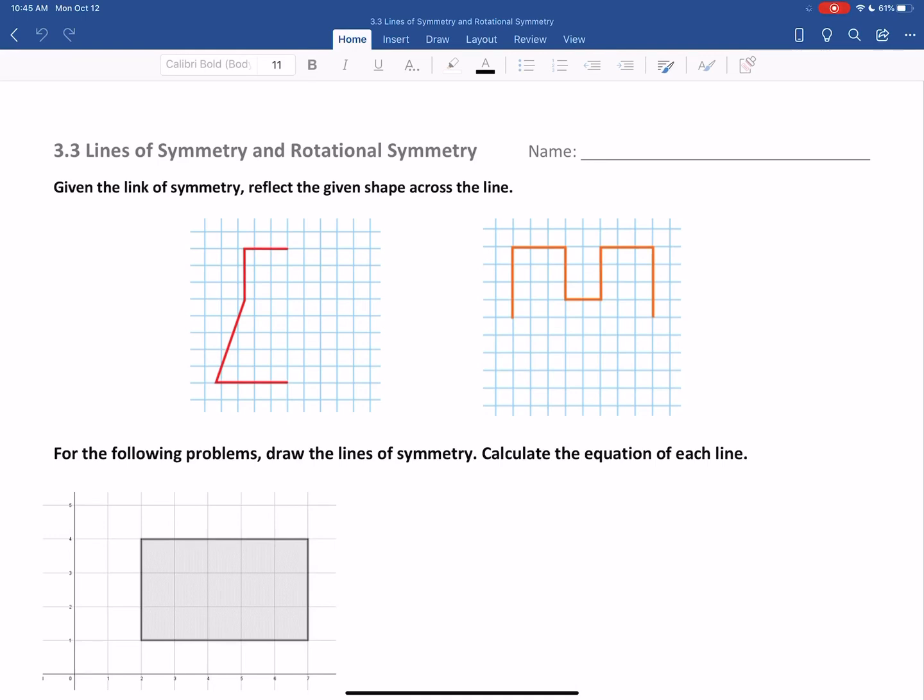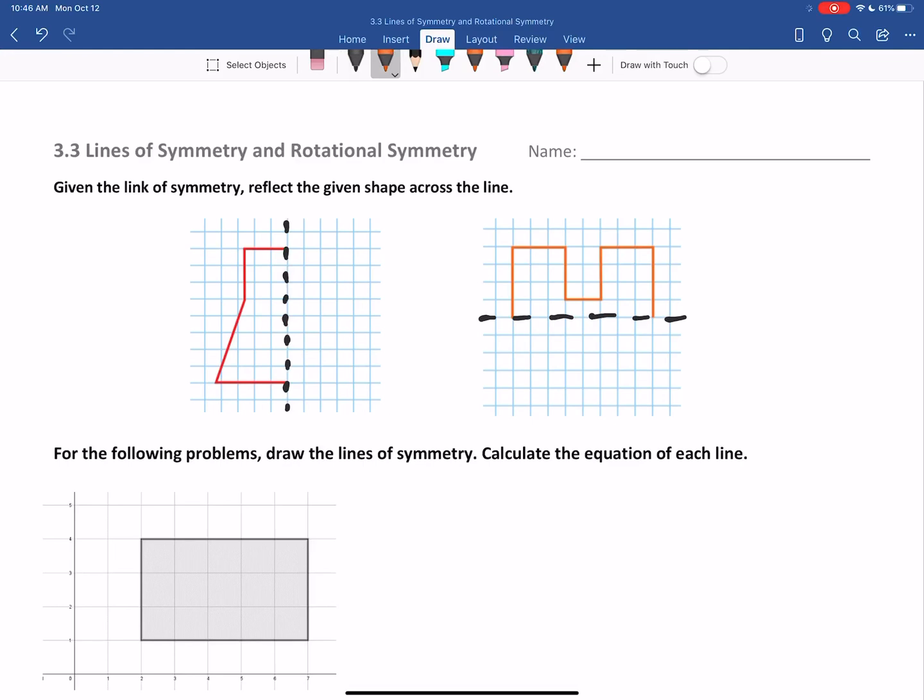Hey guys, I just want to go over rotational symmetry and lines of symmetry really quickly, just to make sure you've got a good handle on it. So first, if you were to reflect this red shape over this line of reflection, or line of symmetry, we must know that each point is equal distance from the given line of symmetry.